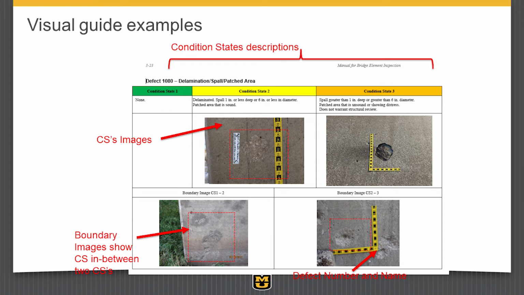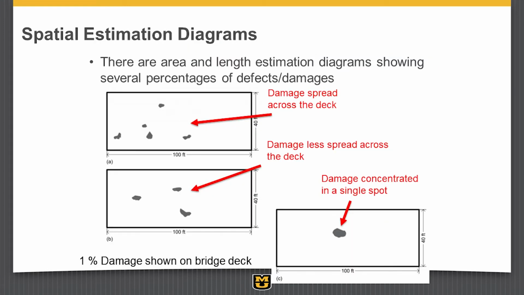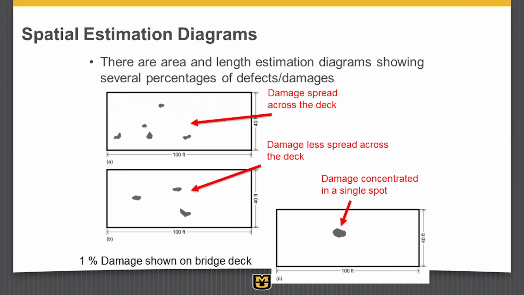We also added some things to try to help people make spatial estimates, and we were able to sneak in a couple of MU logos along the way as well. So if you look at the manual, there's a picture of one of my credit cards. It shows you what the thickness of a card is, what the tip of a pencil is, so if you want to estimate crack width, for example.